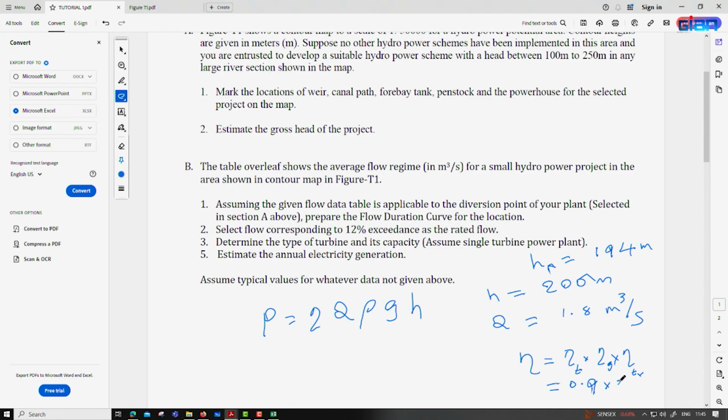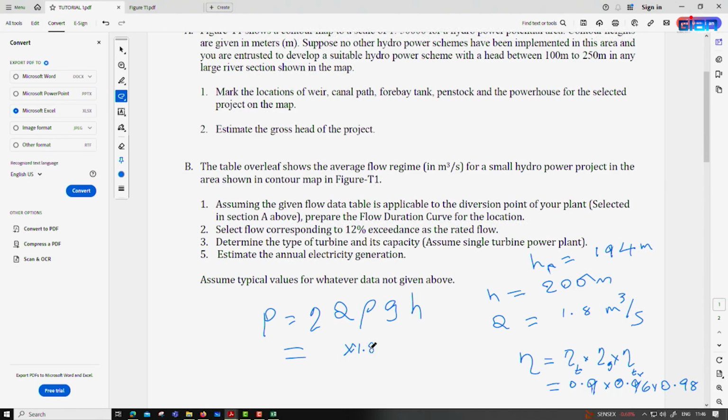generator 0.96, transformer 0.98, right. Someone can simplify these things and tell me how much is this 0.9 into 0.96 into 0.98. Then the flow Q is 1.8.